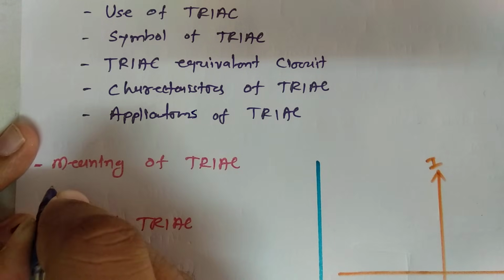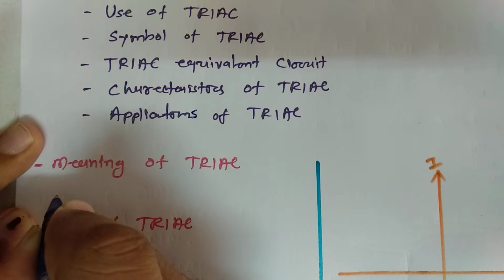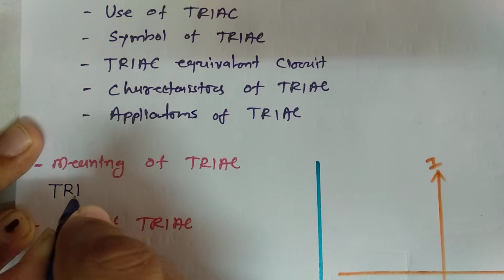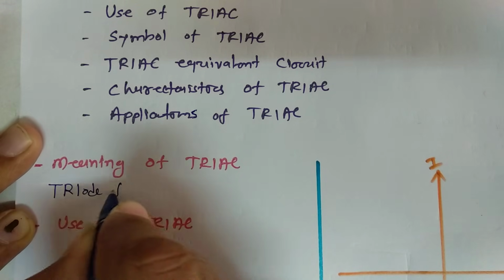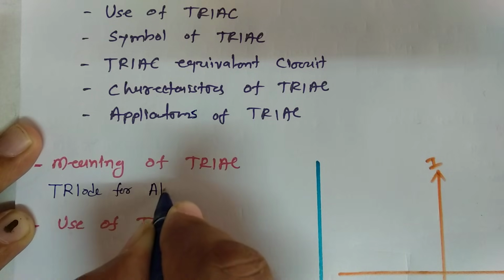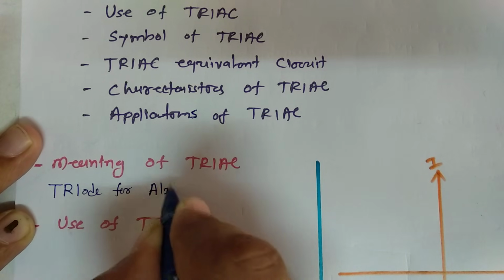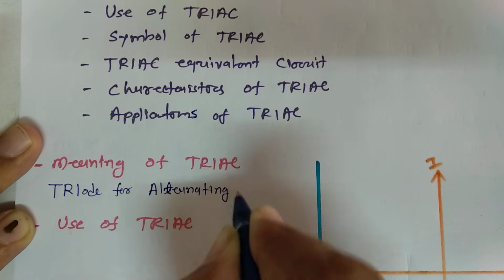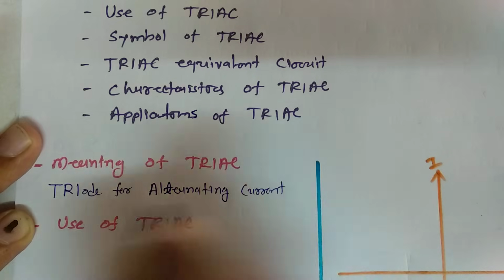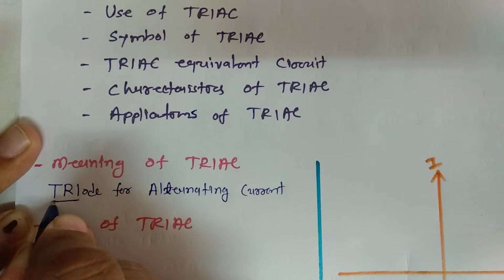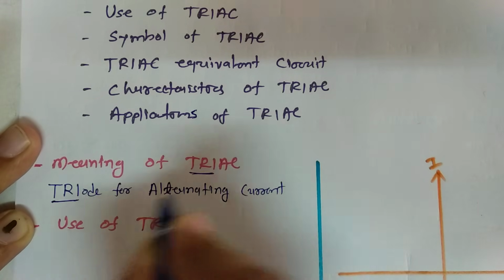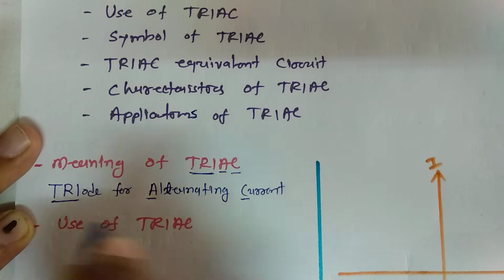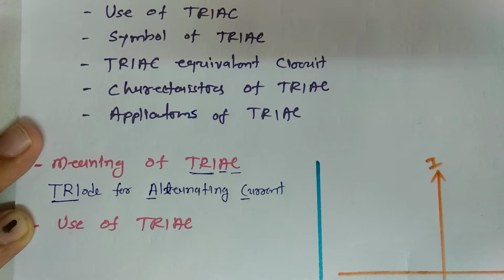So triac means triode for alternating current. TRI, that is there in triac, then A, and then C. So ultimately, triode for alternating current.